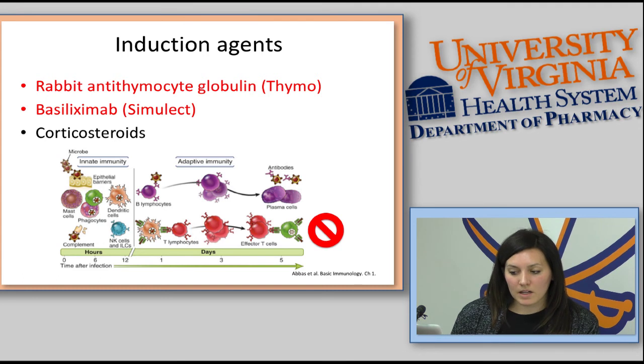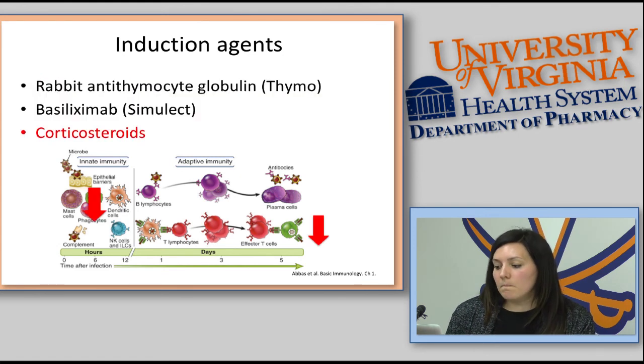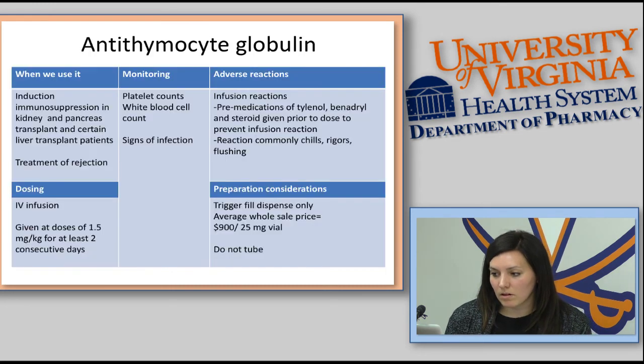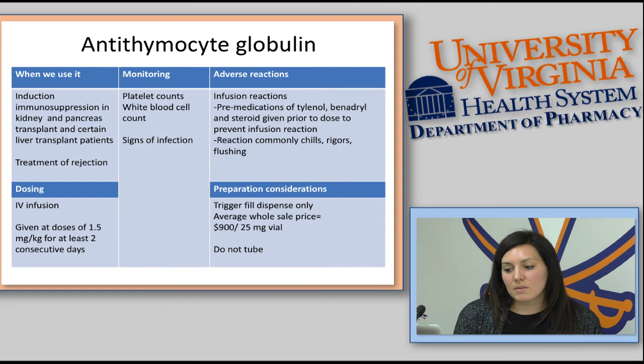The third type of medication that's used are corticosteroids. I'll discuss these a little bit more later, so right now we'll focus on Thymo and Simulect. The corticosteroids act on both the innate immune system as well as the T cells, and like I said, we'll discuss those a bit more later. So antithymocyte globulin is used for induction immunosuppression in our kidney and pancreas transplant patients. Certain liver transplant patients will also receive Thymo.